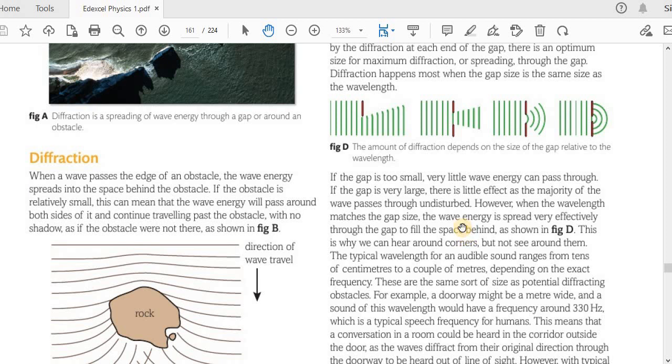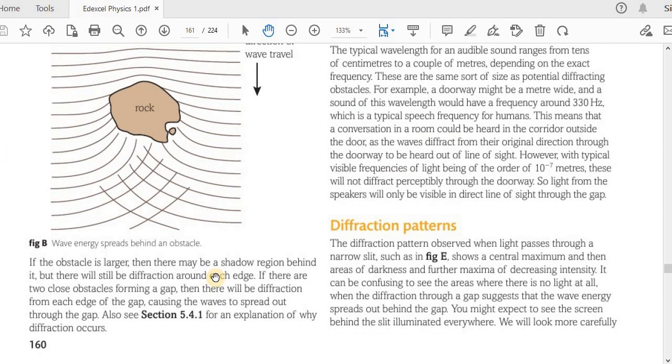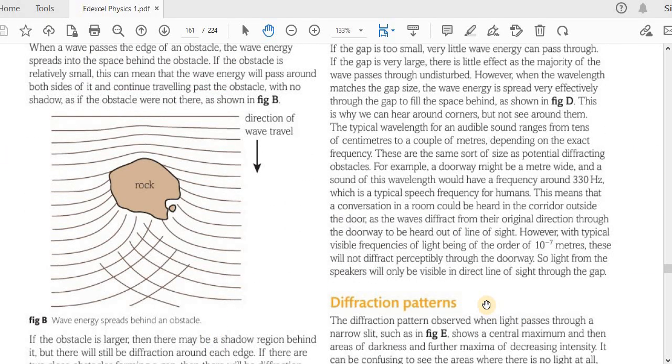It doesn't mean that light cannot diffract. It can diffract, and even in the next lesson you can see diffraction of light. But like I said, the wavelength of visible light is 400 to 700 nanometers. So the width of the gap should be in that range of 400 to 700 nanometers. Then only can you diffract visible light.